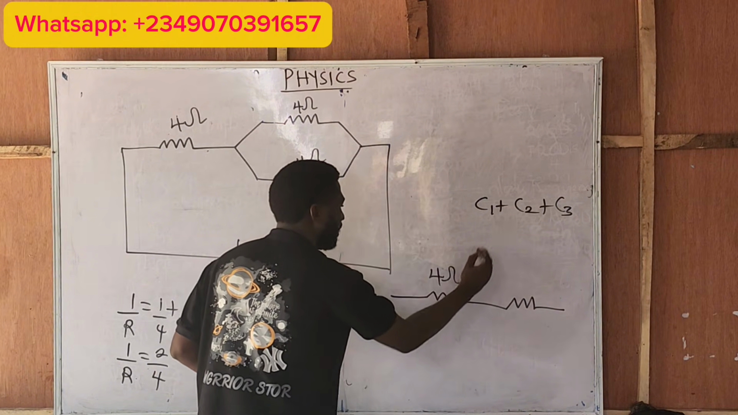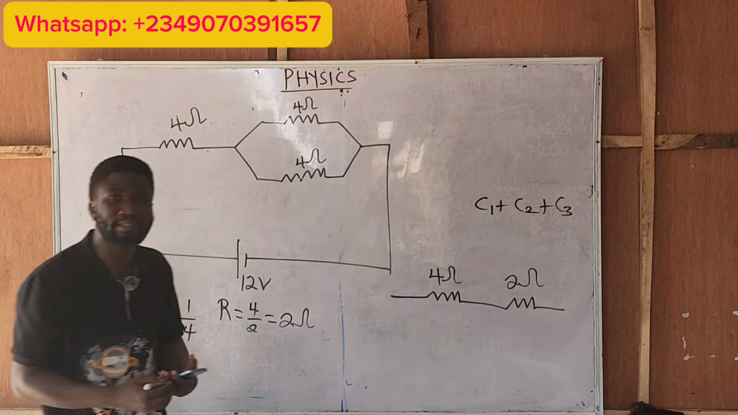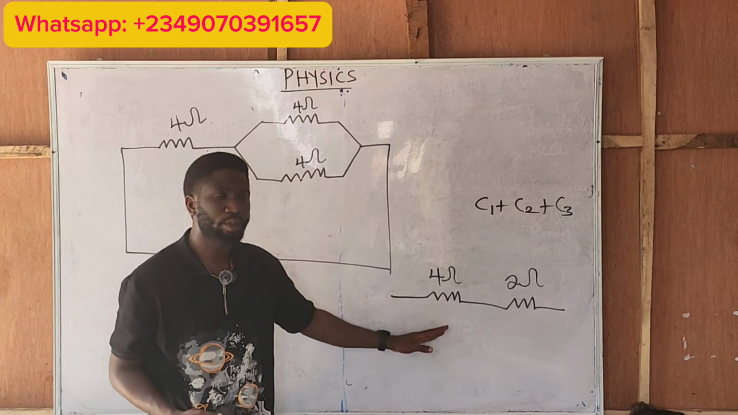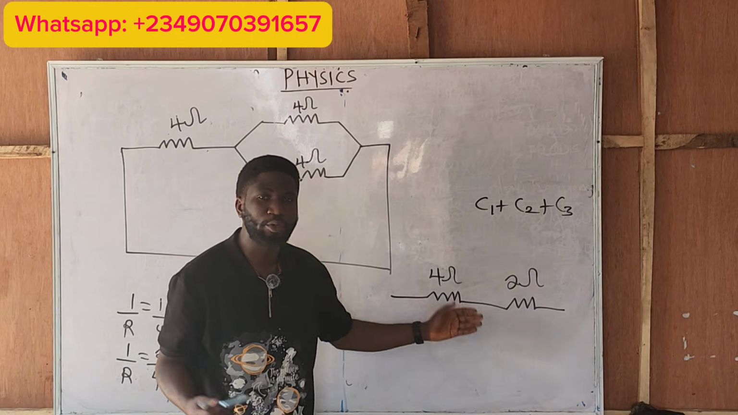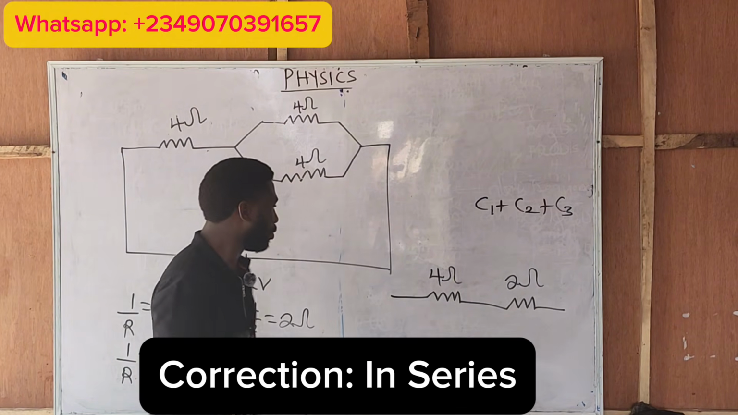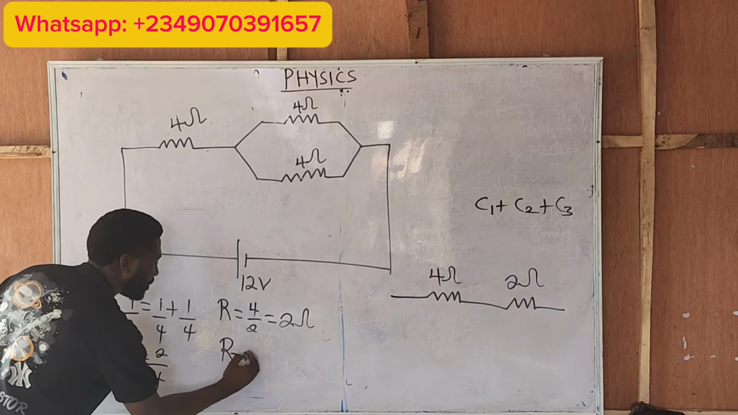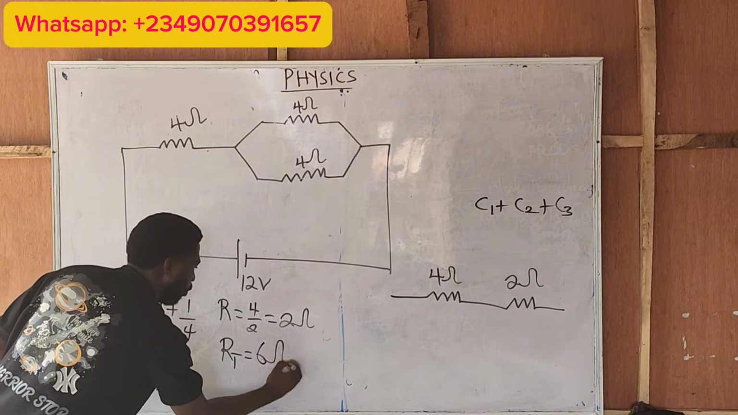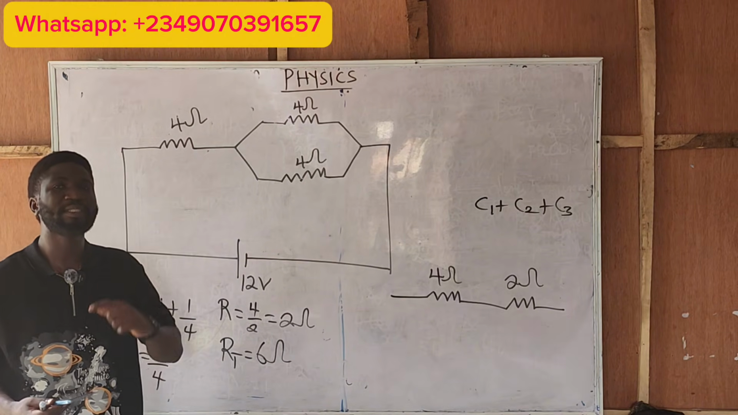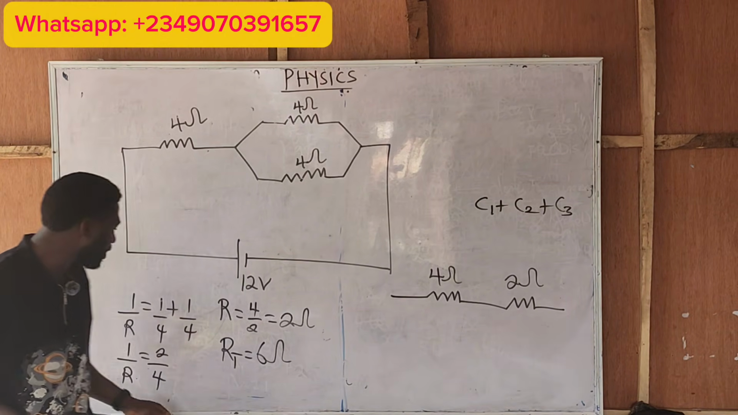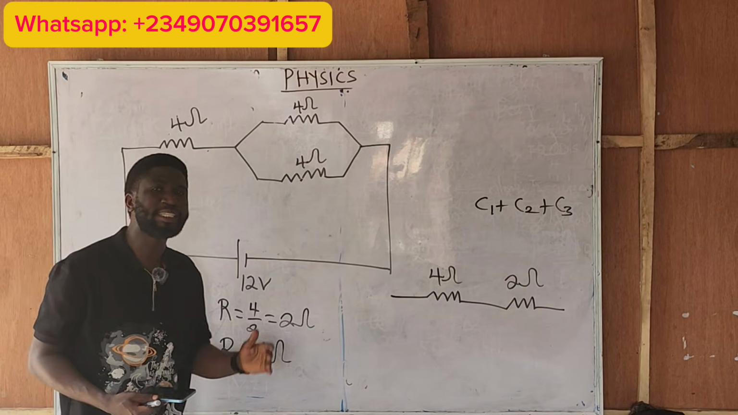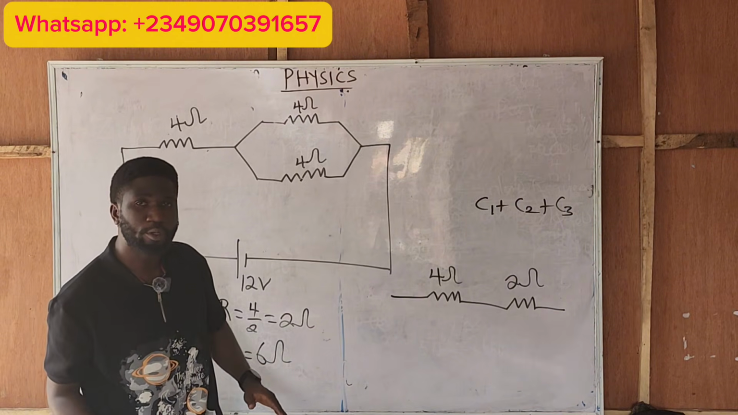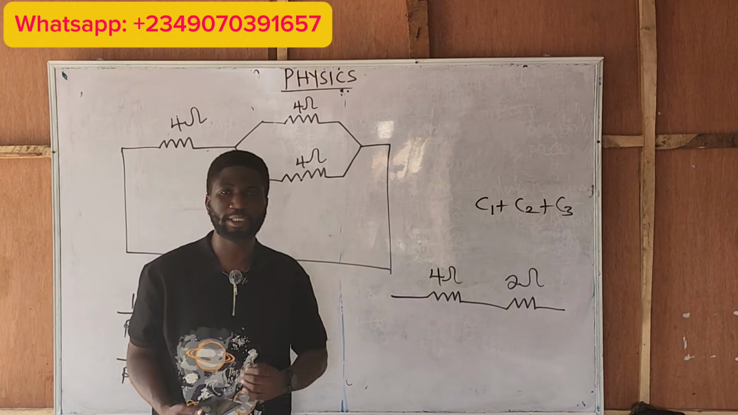So this is the 4 ohms, and here is the 2 ohms. Now in series, for us to get the effective resistance for these 2 resistors, we are going to add them up. So we have 4 plus 2, and that will give us 6 ohms. If you want to get the effective resistance for resistors in parallel, it has to be 1 over. But if you want to get the effective resistance in series, you add it up this way, 4 plus 2. The opposite goes for capacitors.